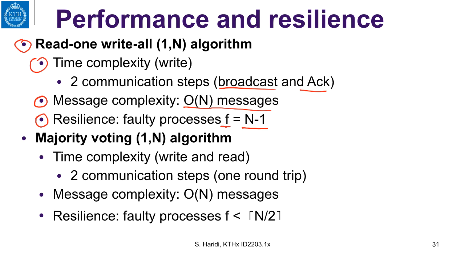In the majority voting algorithm, the time complexity for both read and write is 2 communication steps or 1 round trip. The message complexity is of order n, both for read and write. It's actually 2n. Resilience, the algorithm can tolerate faulty processes up to less than the majority of processes in the system. This ends the section on algorithm for regular registers.